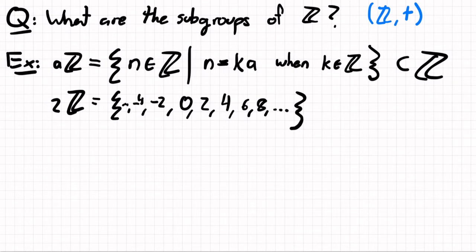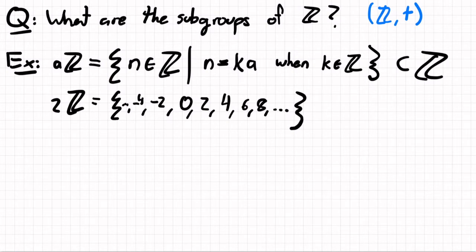And why is this a subgroup? Well, what do we have to check? We need to have the identity. We need to have inverses, which this set is going to have. And then we need closure, which is when we notice that if we take a multiple of 2 and add it, since this is the additive subgroup, to another multiple of 2, we get yet another multiple of 2. So this is a subgroup.